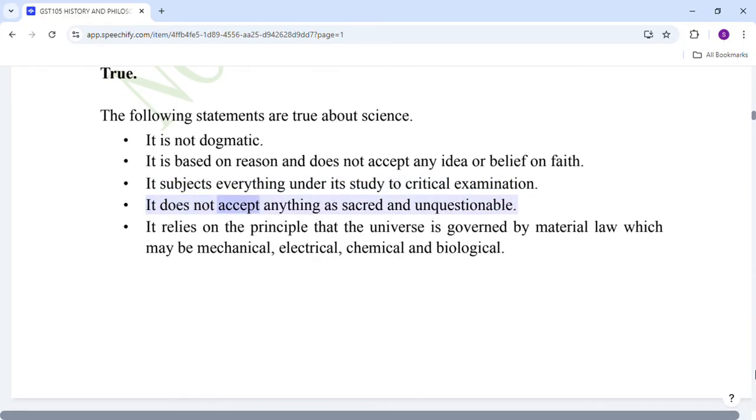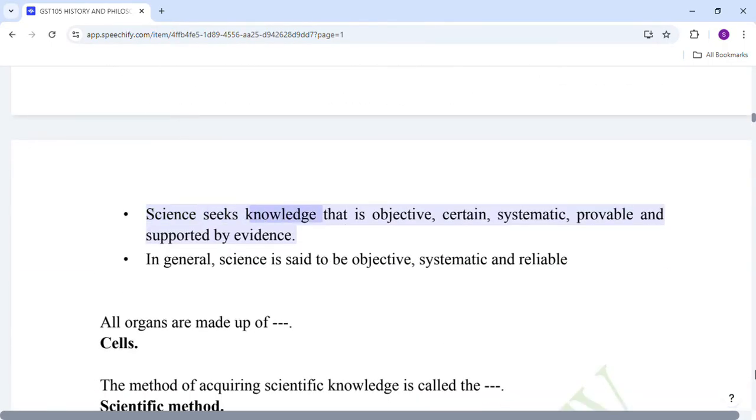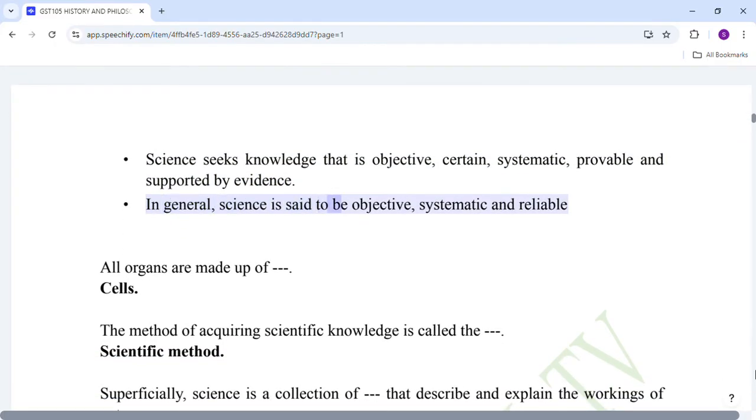It does not accept anything as sacred and unquestionable. It relies on the principle that the universe is governed by material law, which may be mechanical, electrical, chemical, and biological. Science seeks knowledge that is objective, certain, systematic, provable and supported by evidence. In general, science is said to be objective, systematic and reliable.